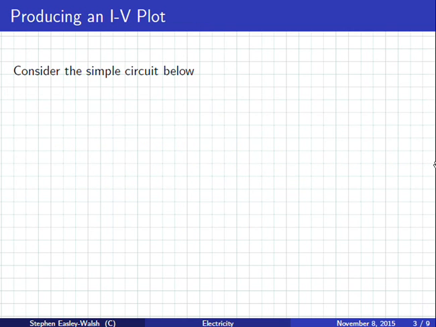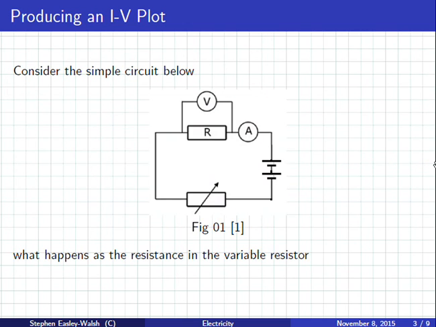Right, so I want you to look and draw this circuit. This here is a battery, ammeter, voltmeter, resistance, and does anyone remember this symbol? Variable resistor. You can change the resistance on this one. So please draw this first, carefully.